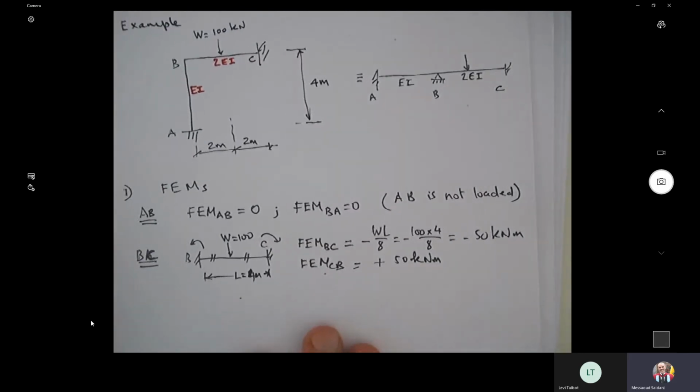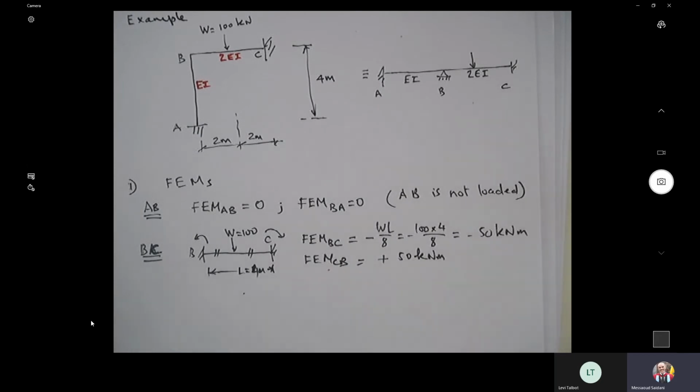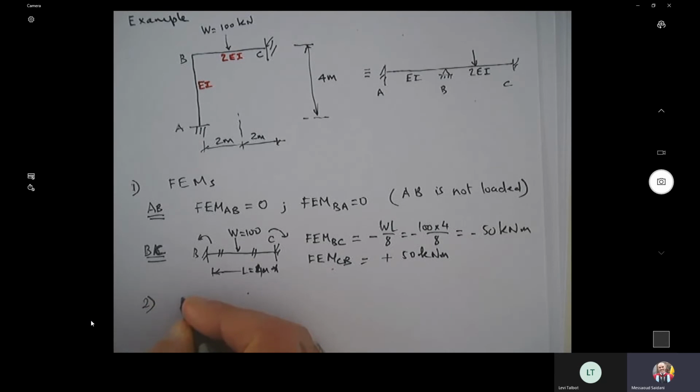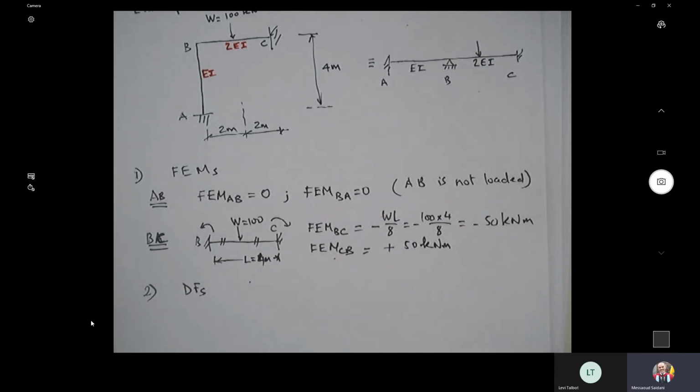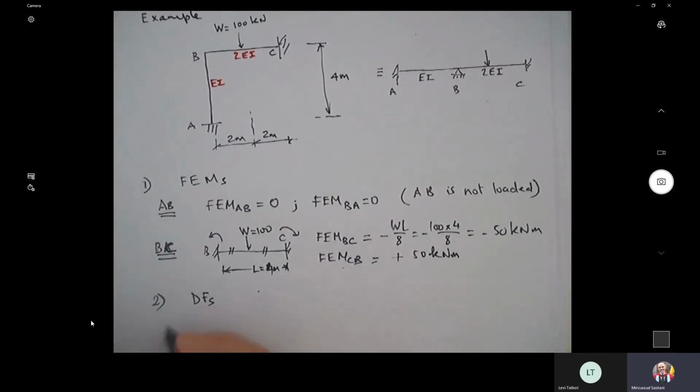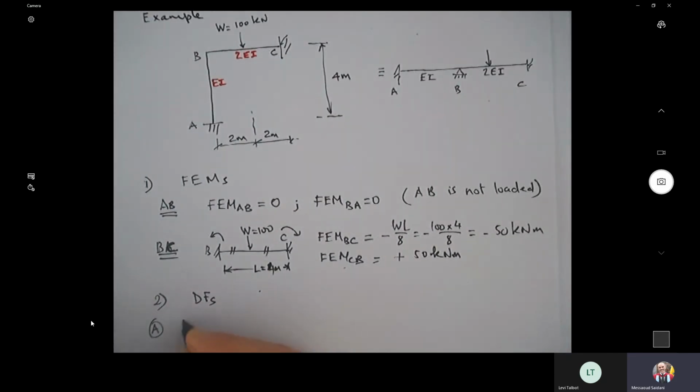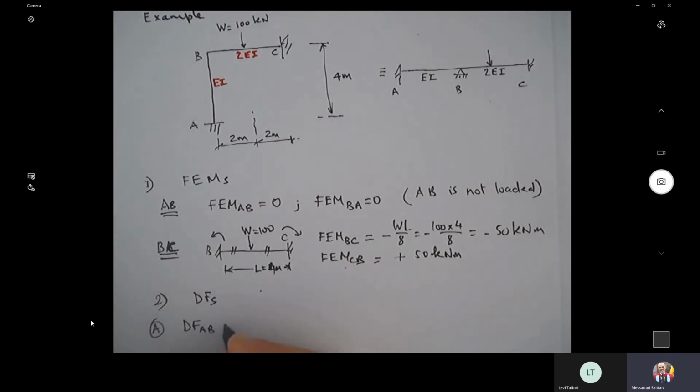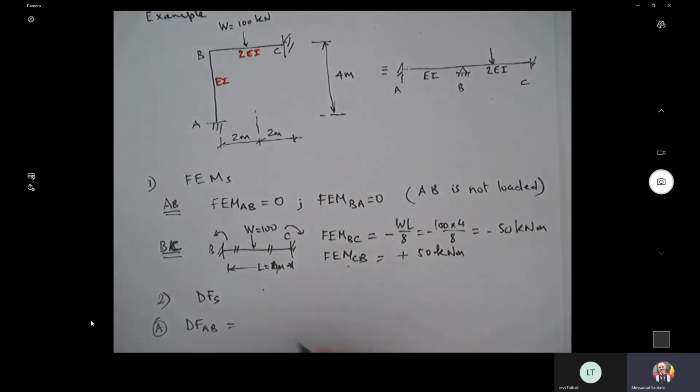That's good. Any questions? Is that clear? So that's the first step. Second step, we do now the distribution factors. We have got joint A. We've got DFAB. If it's fixed, what is it? What did you say? 0. Yeah.